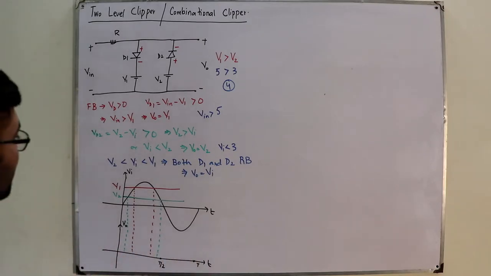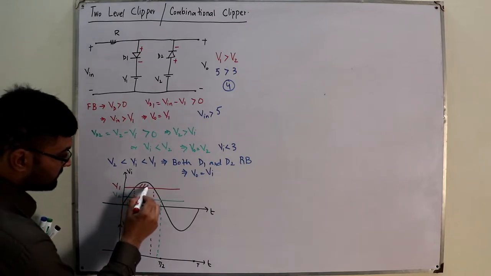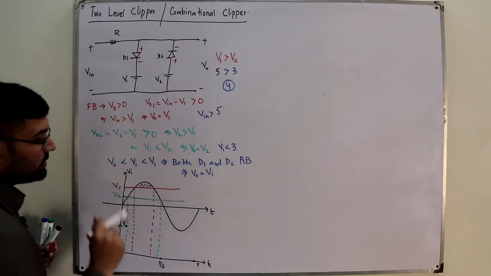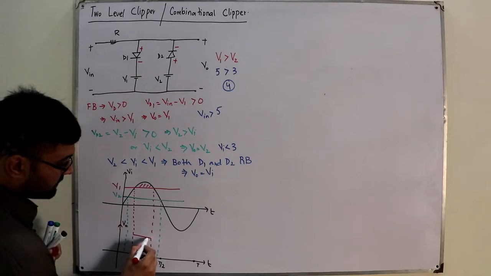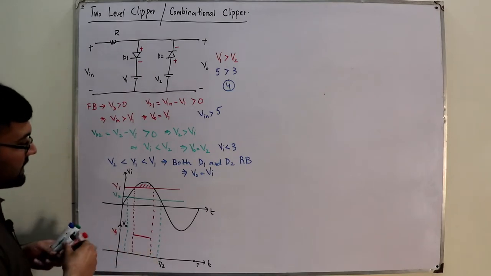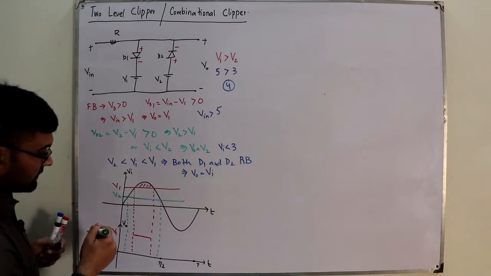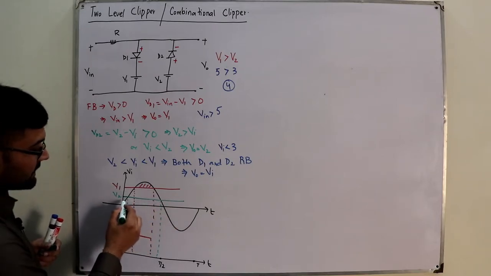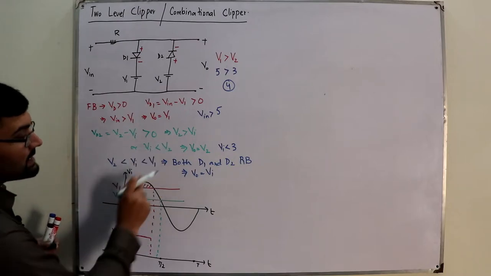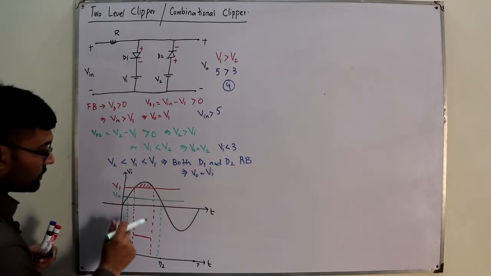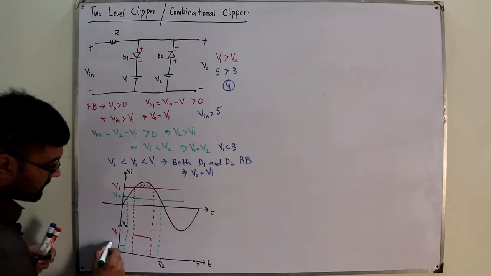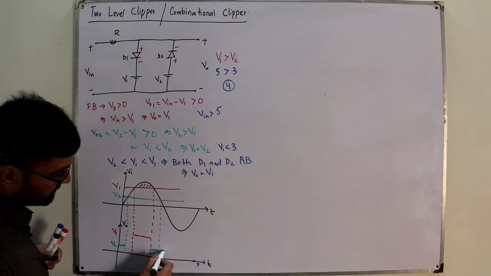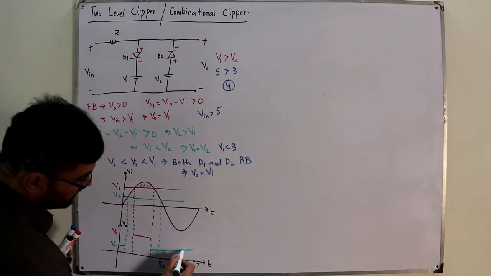So have a look at what happens in this region. In this region, the input voltage is greater than V1, so V output is equal to V1. Then below the green, V input is less than V2, so V output is equal to V2. This is V2, and similarly at this T/2 point also, and for the negative half cycle also.